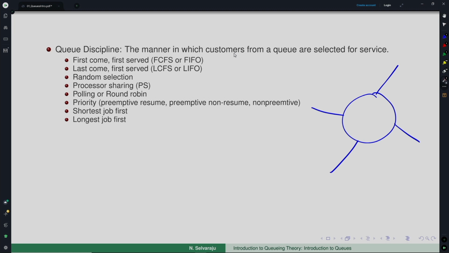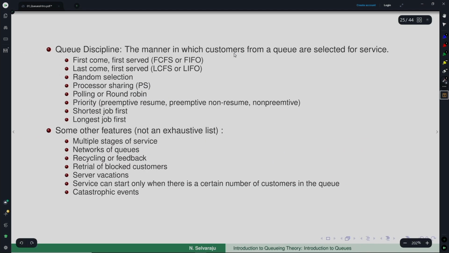These are the fifth component that is used to describe a queuing system, and for basic systems this might do, but there may be some other features which also need to be described to describe the queuing system completely. Again I caution, this is not an exhaustive list, but some of the most common ones that you would see. So, for example, multiple stages of service, right.